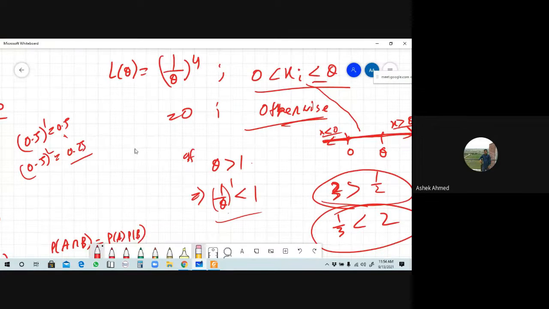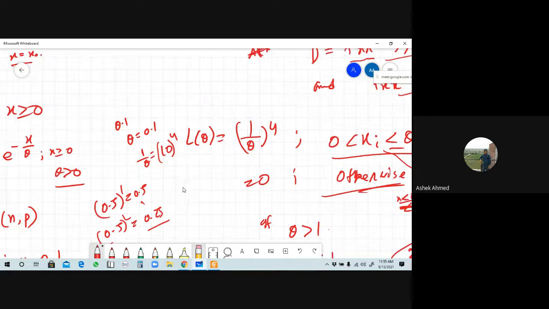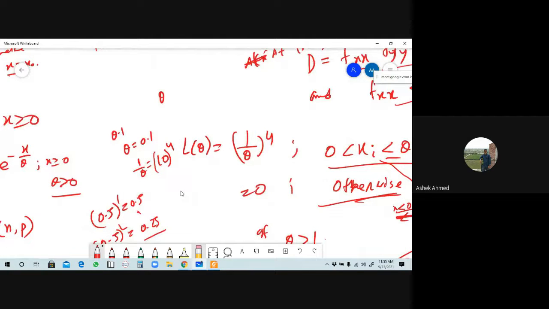Because if you take the value of theta as 0.1, tell me here what the value of 1 by theta will be. 10, is it right? Respond. With power 4 you get another value. If you take theta as 0.01, tell me what 1 by theta will be. 100, right? Respond. And with power 4, that will be 100 to the power 4.